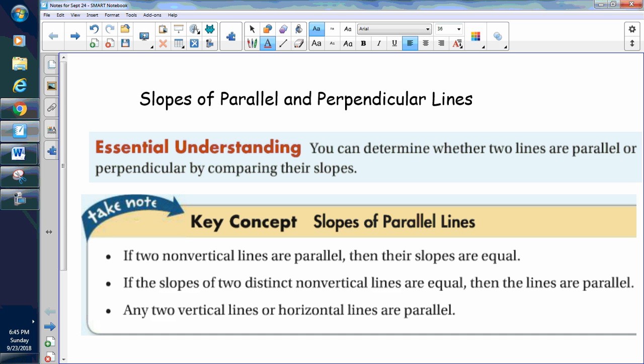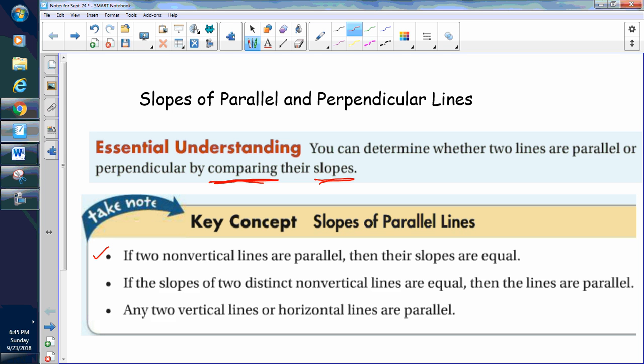And our essential understanding for the day is that we can determine whether two lines are parallel or perpendicular by comparing their slopes. So in your notes, make sure you put that in there, and we have key concepts about slopes of parallel lines. First off, into your notes, in the appropriate place there, you should see to write: if two non-vertical lines are parallel, then their slopes are equal.